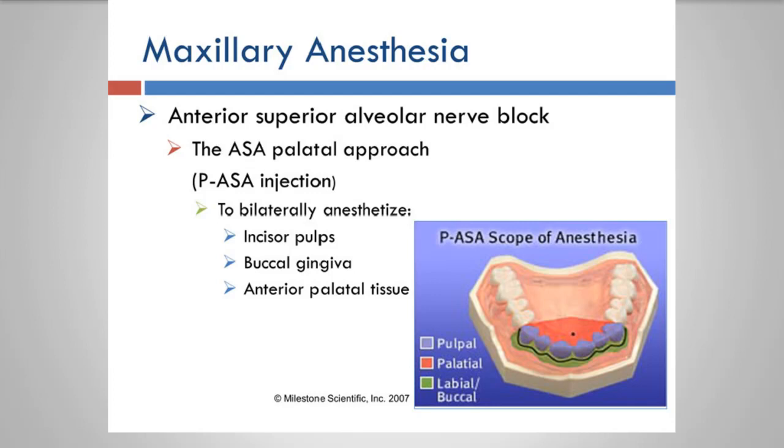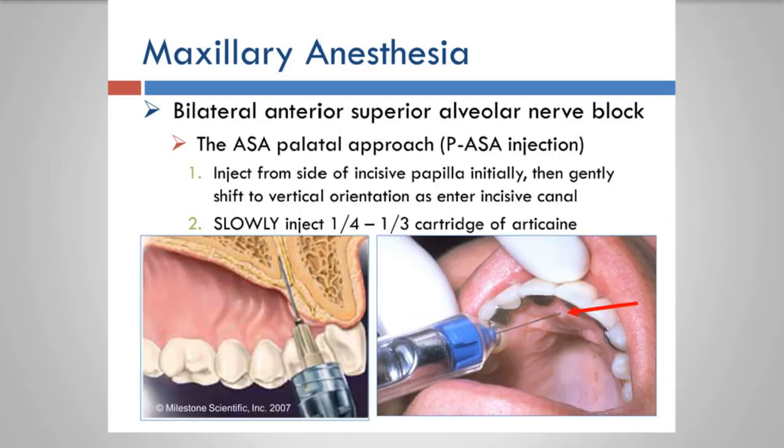All right. Now, one more way we can get anterior teeth anesthetized is called the palatal anterior superior alveolar nerve injection. And in this technique, what we're going to do is inject back here over the nasopalatine foramen or incisive foramen, if you will. And what this does is it anesthetizes the palatal gingiva from cuspid to cuspid. We get the pulps of all 6 anterior teeth from cuspid to cuspid, and we get the buccal gingiva from cuspid to cuspid with a single little palatal injection here.